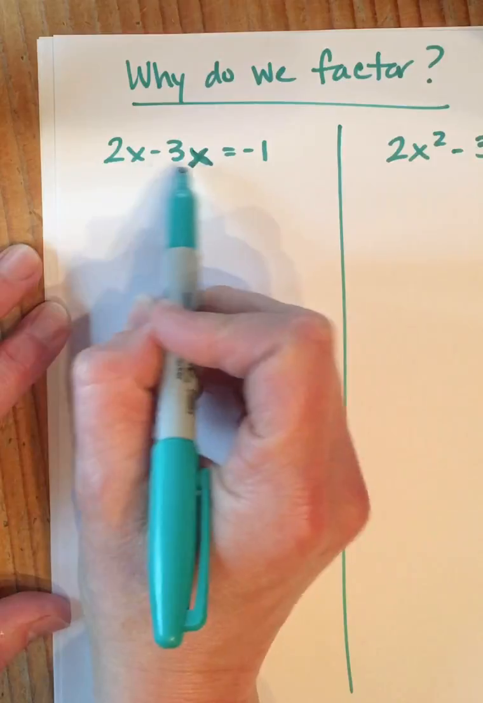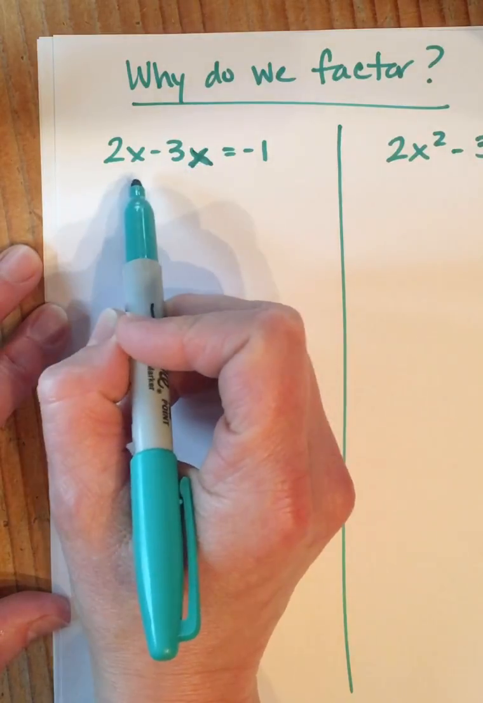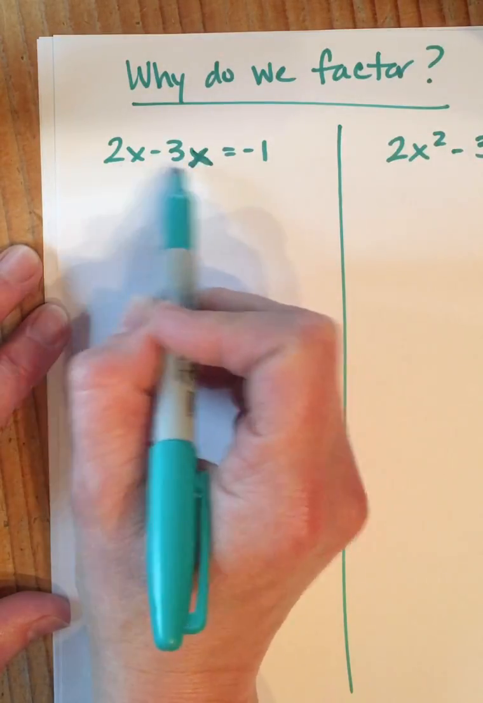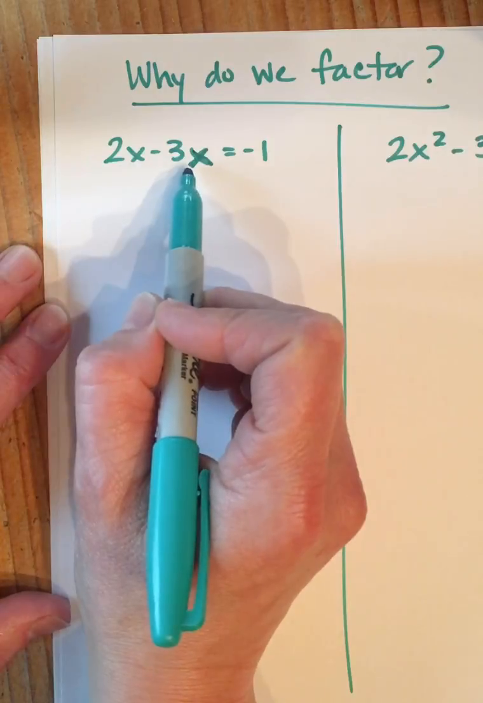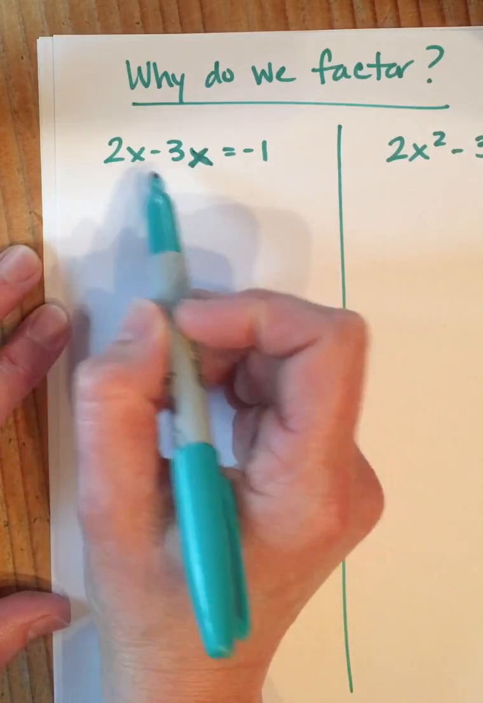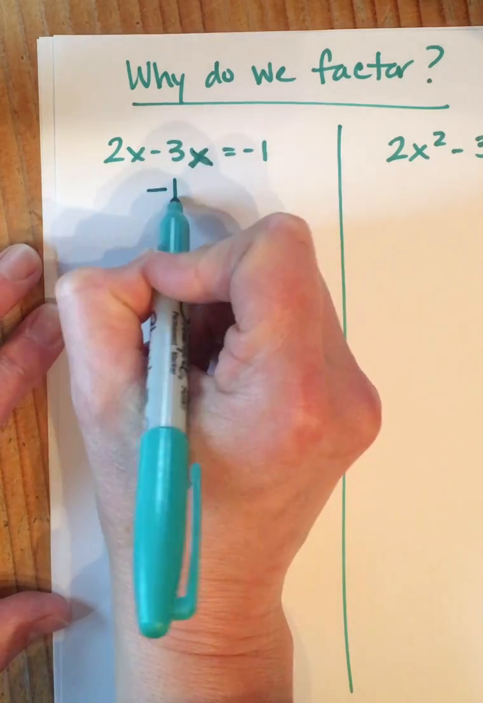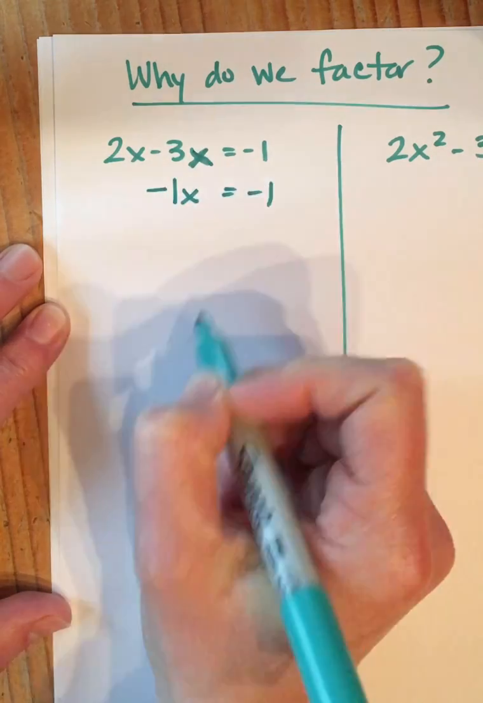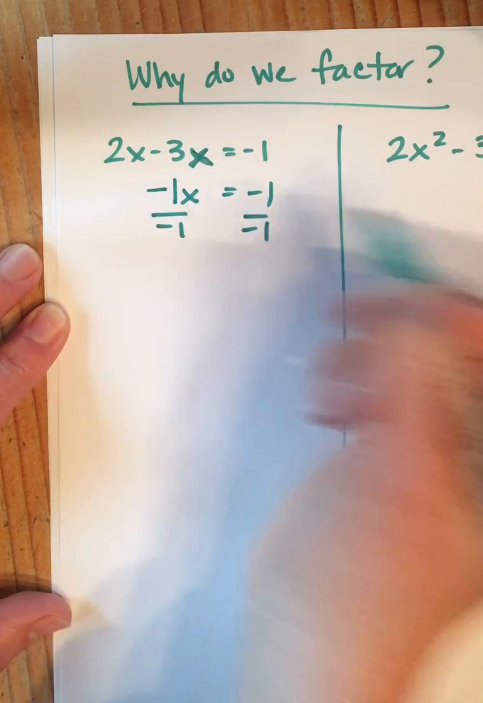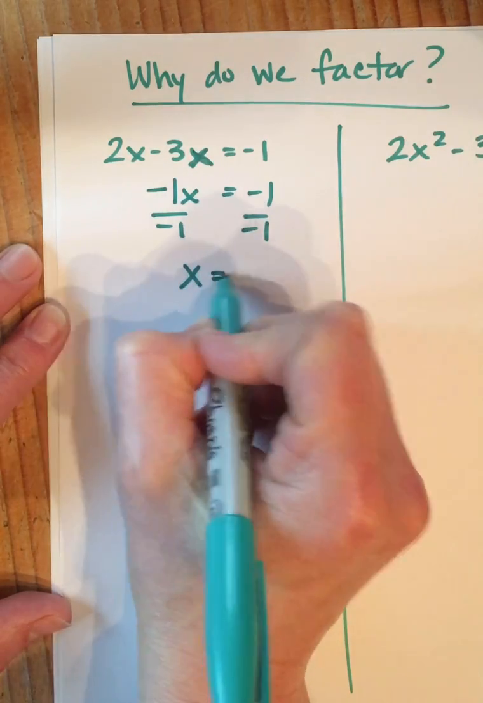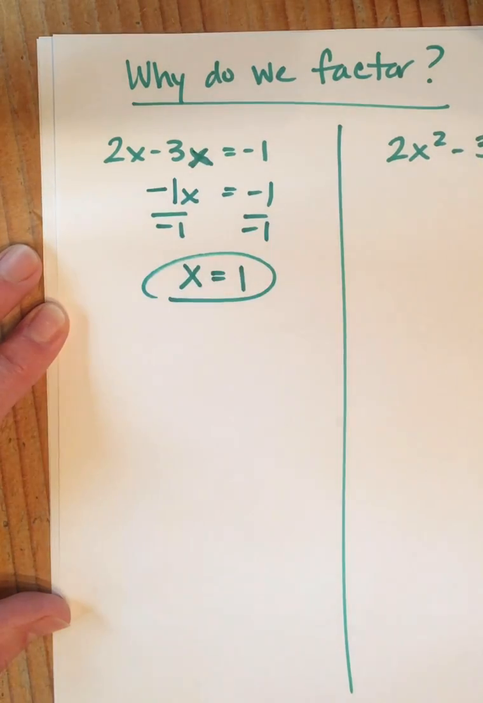And we don't need to factor anything here because, well, we have two terms with x's. They're the same. We're able to combine them by combining like terms. So 2x subtract 3x is negative 1x equal to negative 1. And I can show the steps out, or I just know that x is equal to 1. That was pretty easy to solve. I didn't need to factor because the terms were the same.